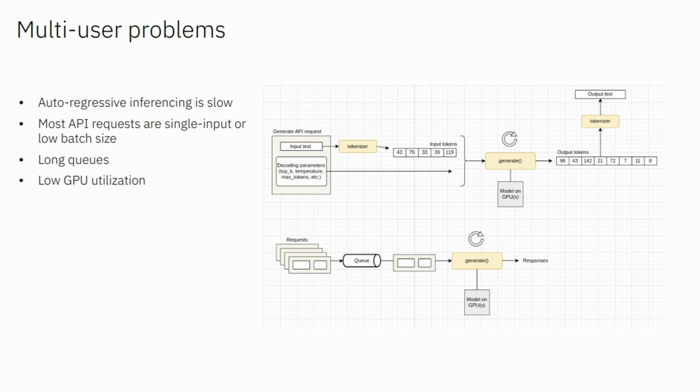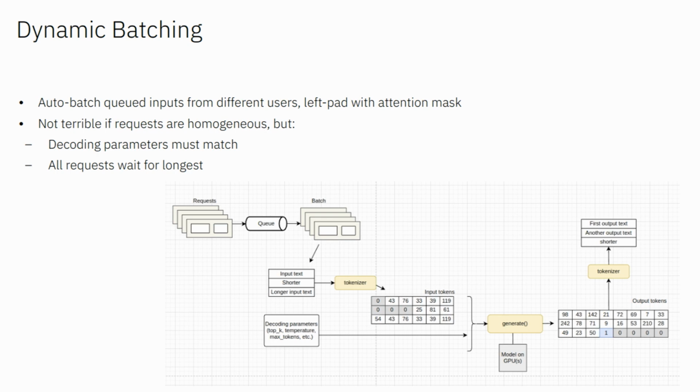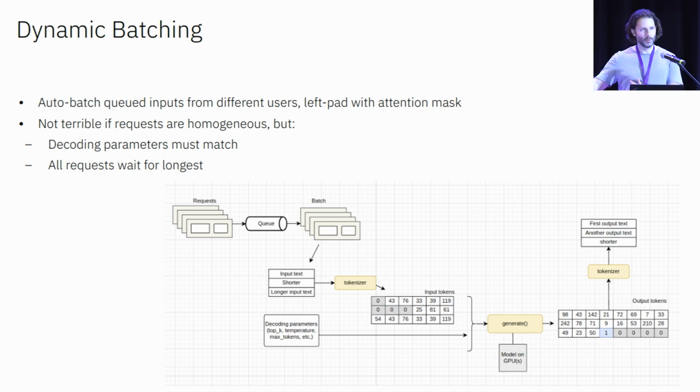Most requests are single input or a low batch size. Instead, what a lot of the servers do is a sort of dynamic batching, where you can auto batch requests that come in, put them into a batch, and then pass that through. The transformers library took batched input. This is okay if all the requests are similar, but if they're different lengths, then it's a problem, because the short ones are going to wait for the longer ones.